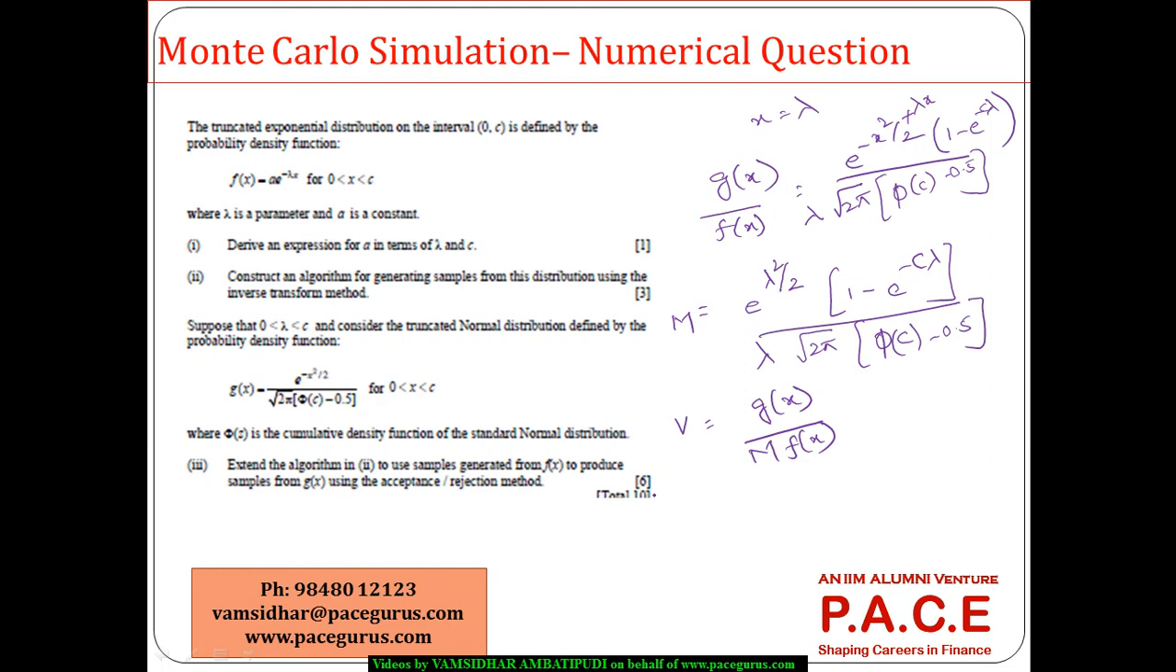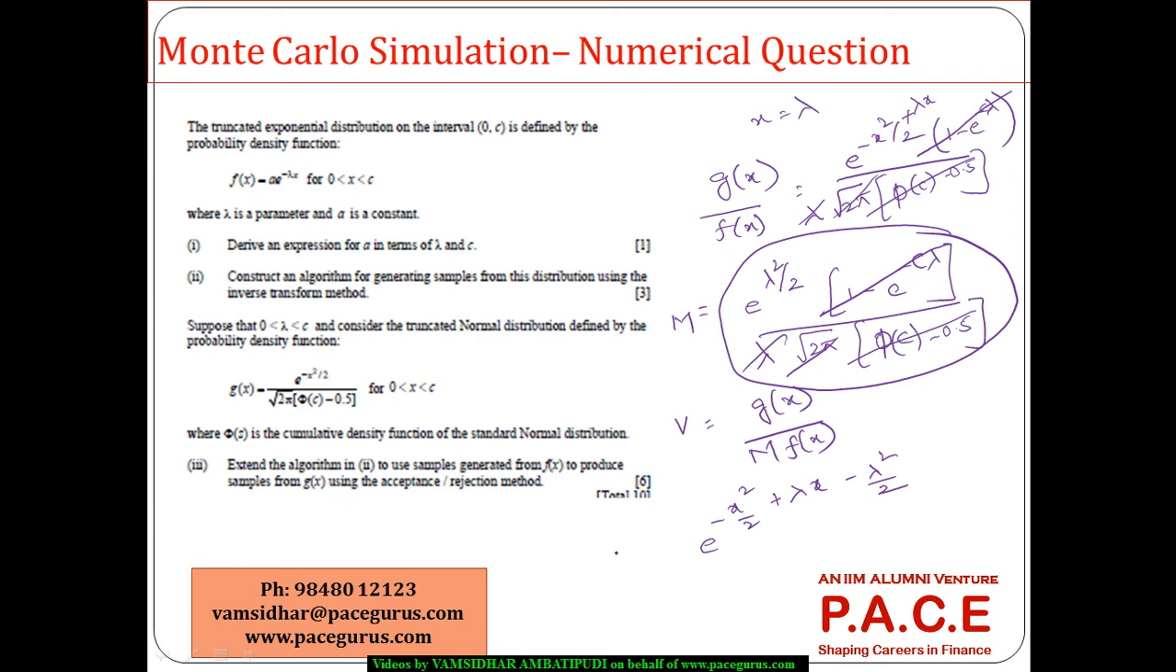So this is my m now, which is the maximum value of g of x times f of x. I have to have this in the denominator, g of x divided by f of x. So overall, this part is getting cut off, this part is getting cut off, this is getting cut off. So overall it is remaining e power minus x squared by 2 plus lambda x minus lambda squared by 2. This is the value that is coming out for v.